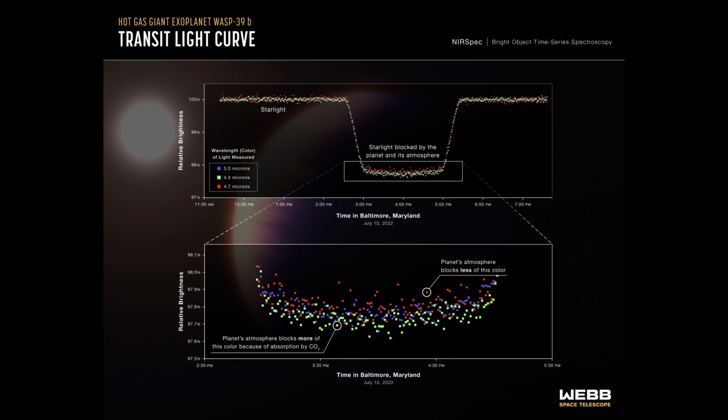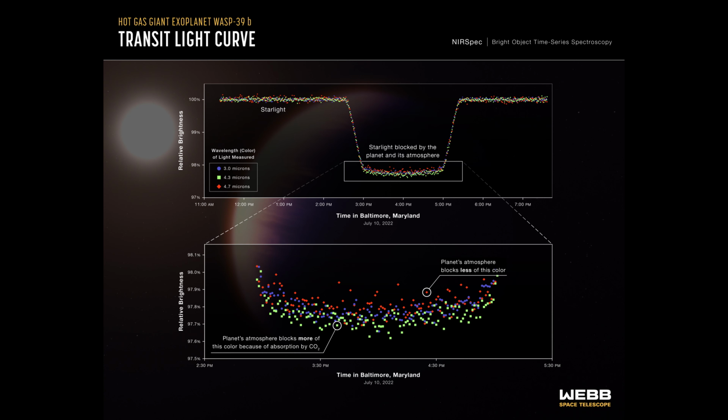To capture these data, Webb stared at the WASP-39 star system for more than 8 hours, beginning about 3 hours before the transit and ending about 2 hours after the transit was complete. The transit itself lasted about 3 hours. Each curve shown here includes a total of 500 individual brightness measurements, about 1 per minute.